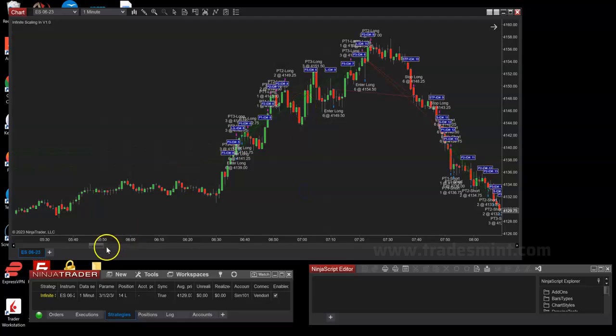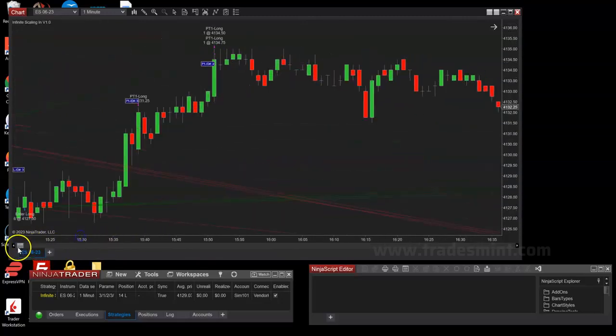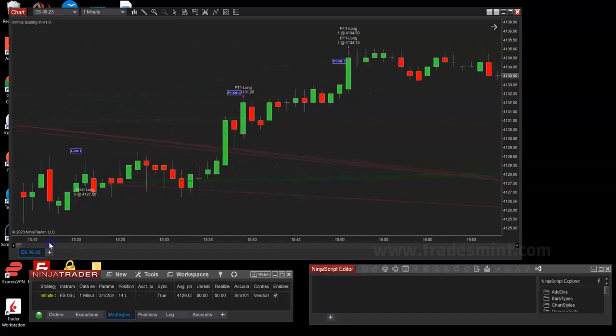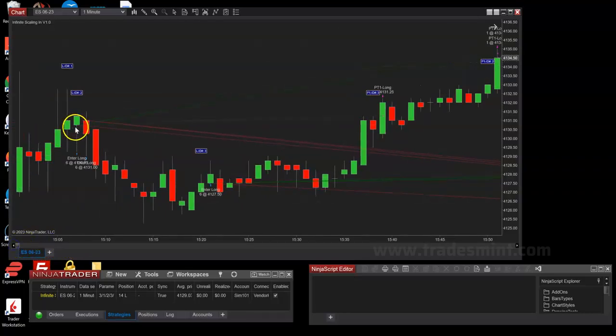Okay, so we have to kind of understand the logic behind this. So our signal is 3 bars of consecutive color. Okay. Now, as you can see, 1, 2, 3. So when this bar closed, we had our first signal. And when we get our first signal, long ID1 opens. Okay. Now 1, 2, 3, second signal, long ID2 opens.